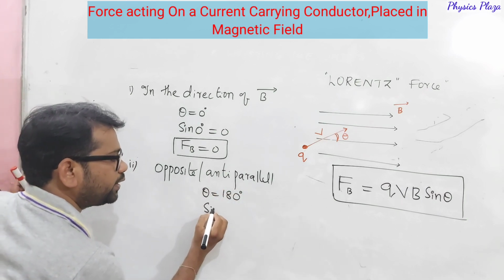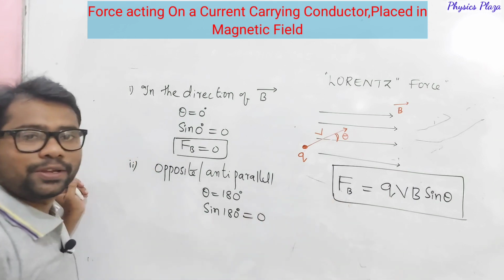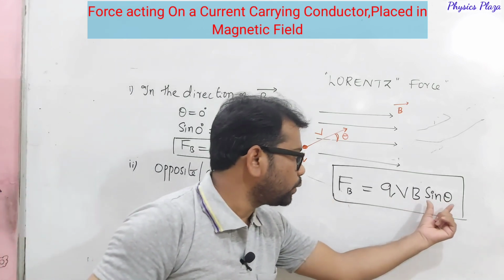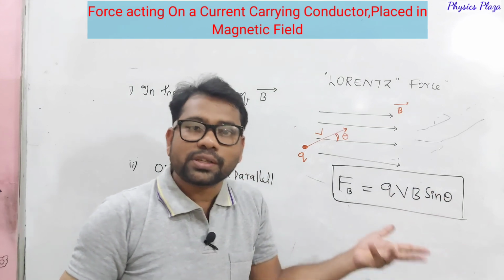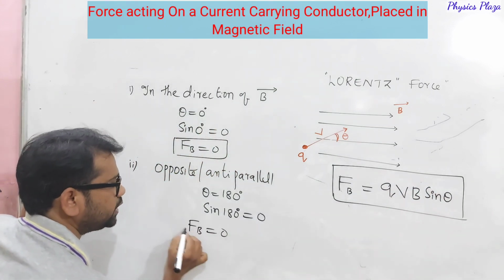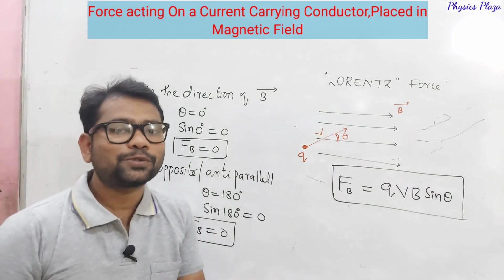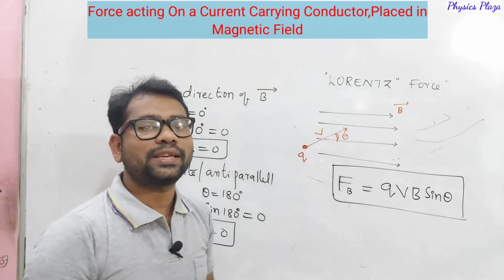Then children, what is sine 180 degrees here? Sine 180 is 0 again. So when you place it here, QVB into 0 is 0 only. So FB is equal to 0. Children, very important point. That's what Lorentz says.